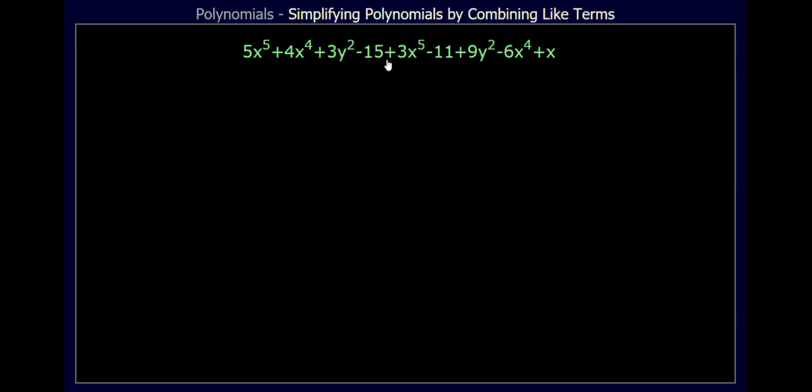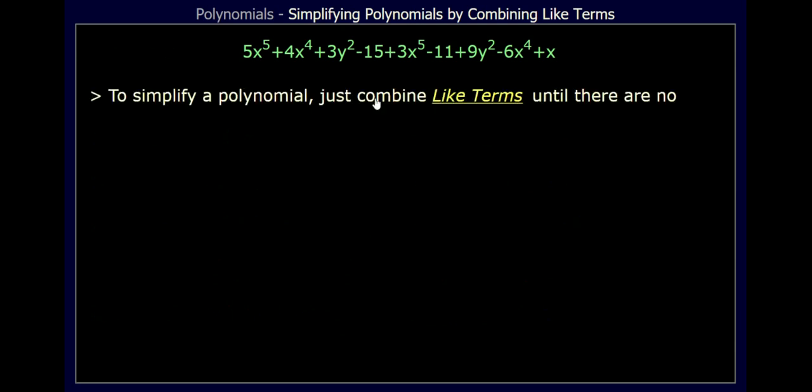Here's another horrendous polynomial. To simplify a polynomial, just combine like terms until there are no more terms that can be combined. So this is where we were heading. We want to be able to do that. So let's see what's happening here. So let's start off with this. I like to start with the highest powers, so I'm going to start with the x to the fifths.